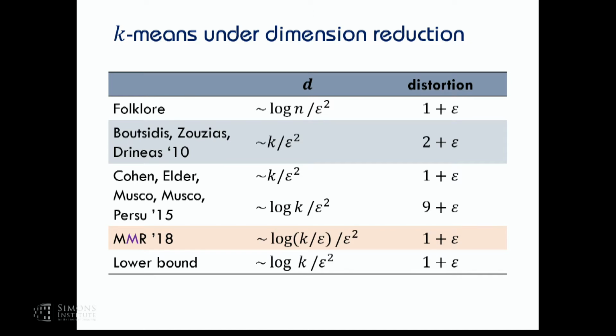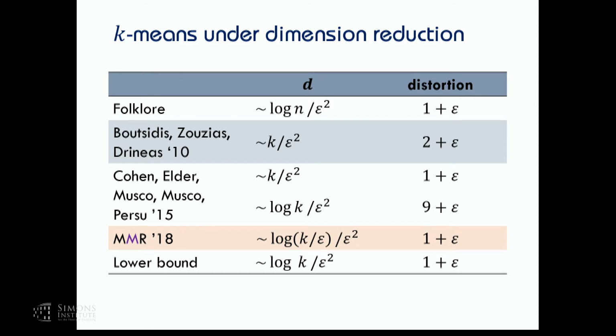Cohen et al. later improved the result of Boutsidis et al. and showed that when the dimension is linear in k, the distortion is actually 1 plus epsilon. And further, they showed that when the dimension is logarithmic in k, the distortion is at most 9 plus epsilon. In our work, we show that when the dimension is logarithmic in k, the distortion is 1 plus epsilon.